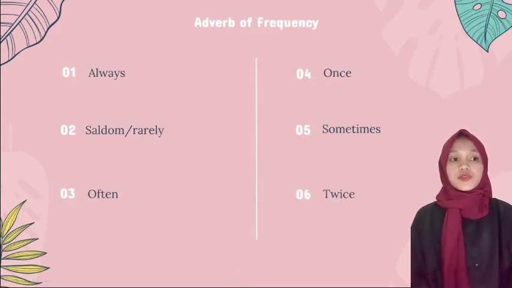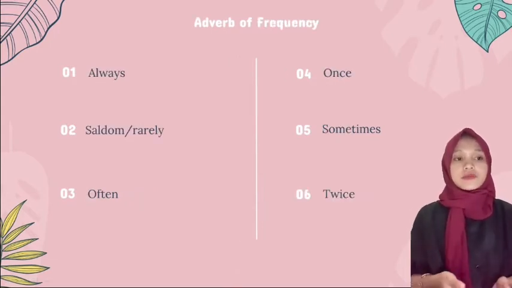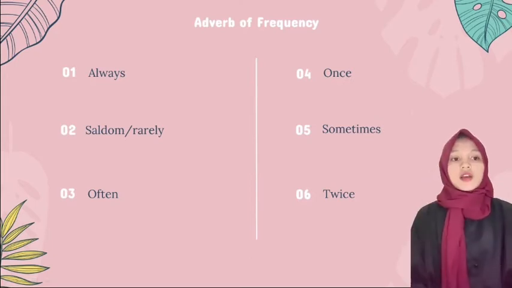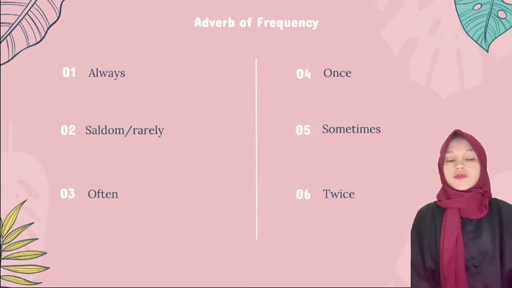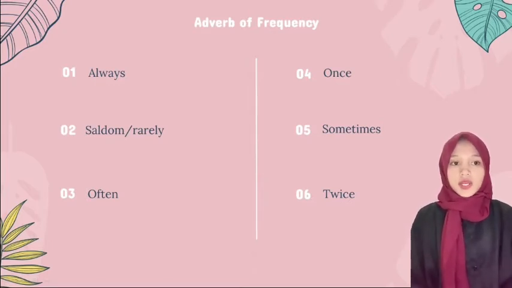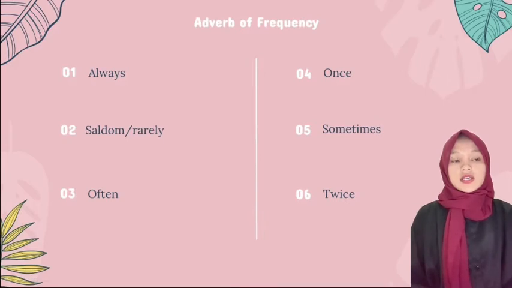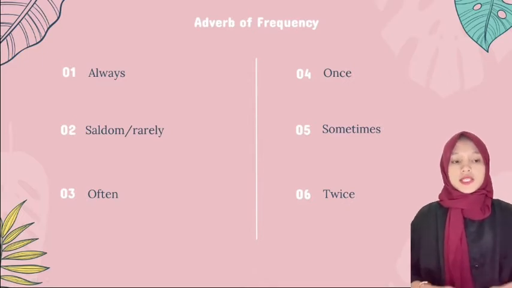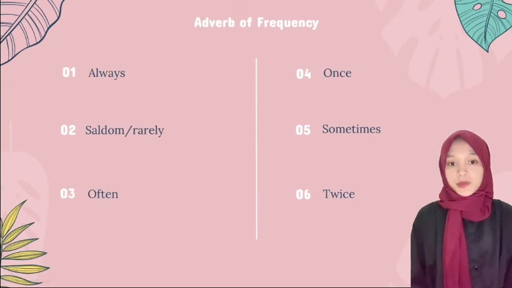And then it can be seen from the adverb of frequency. How often do we do something? There are always, often, sometimes, seldom, rarely, once, and twice. When you see always, often, sometimes, seldom, rarely, once, or twice with a verb in the basic form, it is possible the sentence is in the simple present tense.